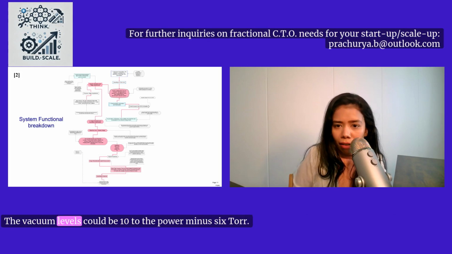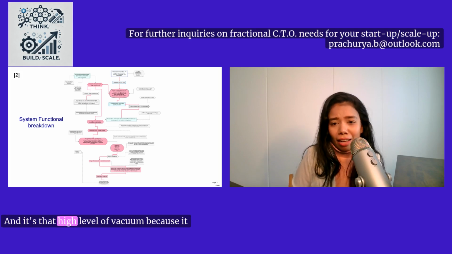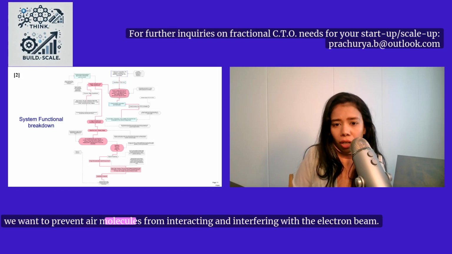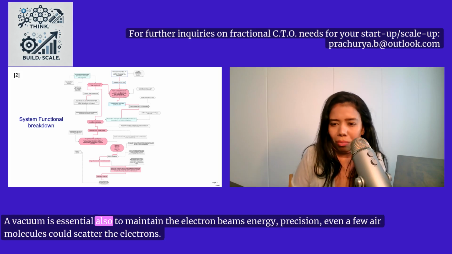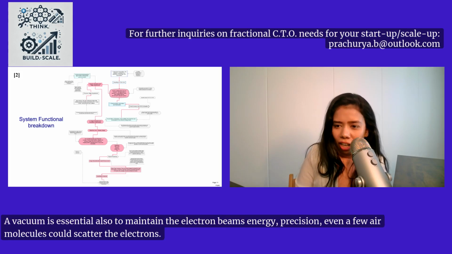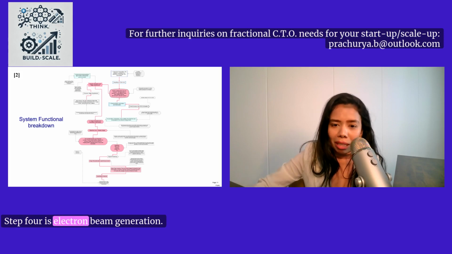The vacuum levels could be 10 to the power minus 6 torr. And it's that high level of vacuum because we want to prevent air molecules from interacting and interfering with the electron beam. A vacuum is essential also to maintain the electron beam's energy and precision, and even a few air molecules could scatter the electrons.